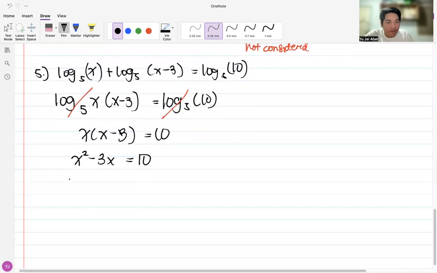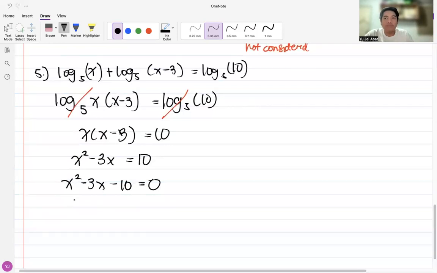If we transpose 10, it becomes x squared minus 3x minus 10 equals 0. If we try to factor this out, of course, we will definitely get two answers for x. And again, take note that if we have a negative x, that will be discarded. Only the positive ones will be accepted as the correct answer.